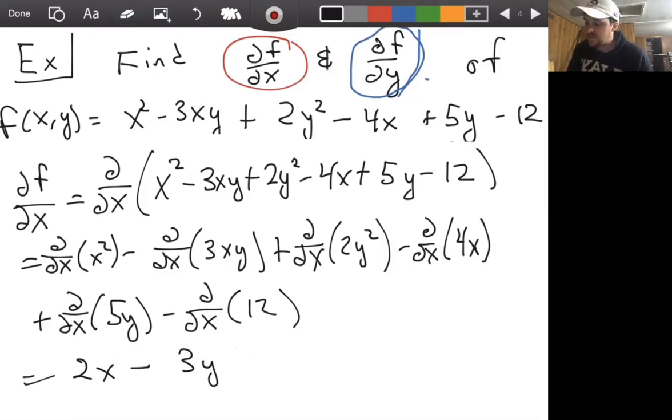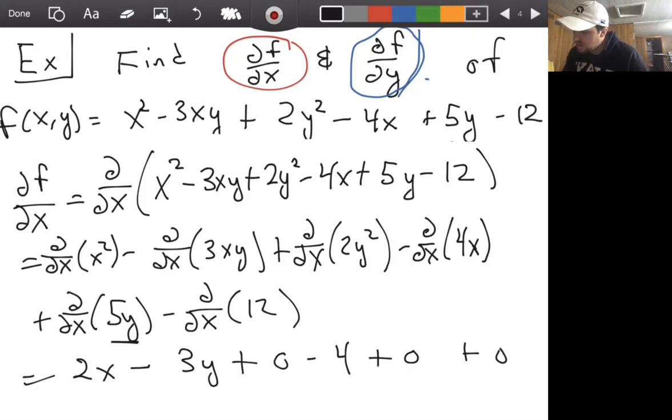Here we have the partial derivative with respect to x of 2y squared. This is a constant with respect to x. We are treating y as a constant, and the derivative of a constant is 0. So plus 0 minus the derivative with respect to x of 4x, so minus 4. 5y is constant with respect to x, so its derivative is 0. And then 12 is a constant in any variable, and its derivative is 0, right?